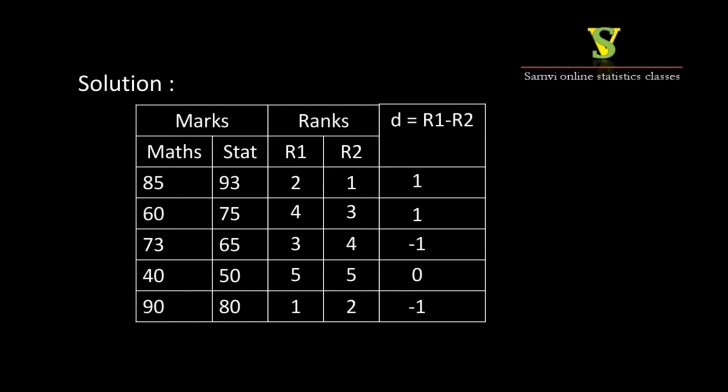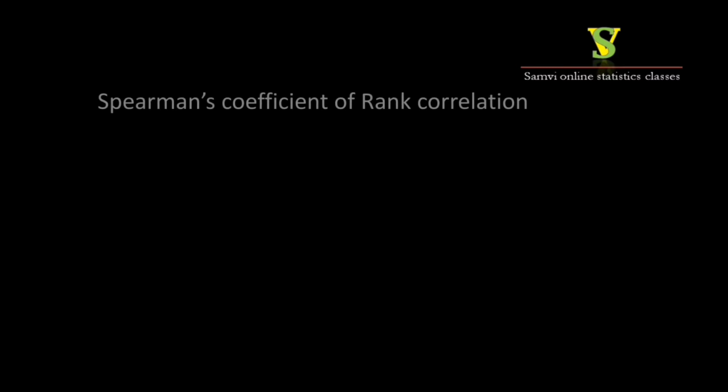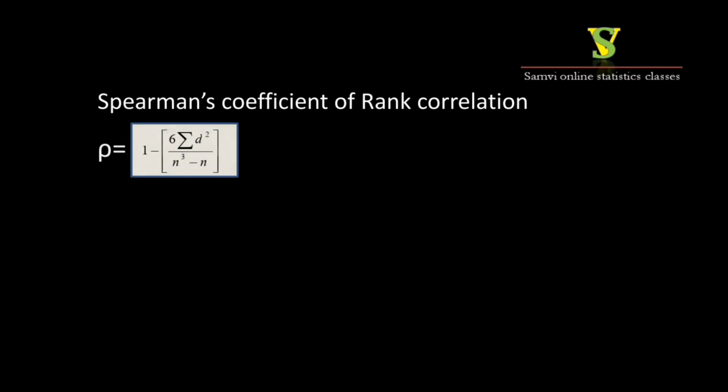Once you calculate d, next step is finding d squared. Square these d values. So 1 squared is 1. 1 squared is 1. Minus 1 squared is 1. 0 squared is 0. Minus 1 squared is 1. Next is to find the total. If we calculate summation of d squared, it is equal to 4. We know the formula for Spearman's coefficient of correlation, that is rho equals 1 minus 6 summation of d squared divided by n cubed minus n.